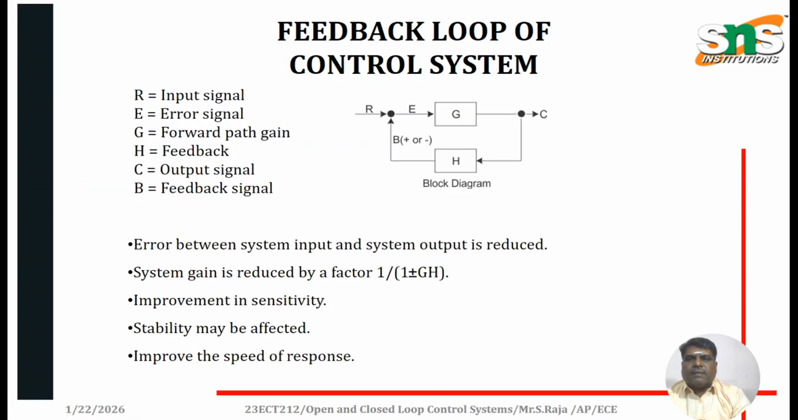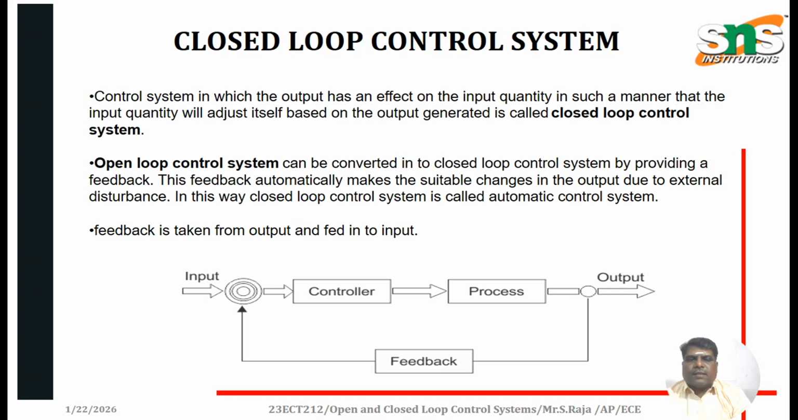Let us take a good example of one feedback control system. In this figure, R is called the input signal, E is called the error signal, G is called the forward path gain, H is called the feedback, C is called the output signal and B is the feedback signal. So here the error between system input and the output is reduced. System gain is reduced by a factor of 1 by 1 plus or minus GH. By using this system we can improve the sensitivity, the stability can be affected, and it can improve the speed of the response.